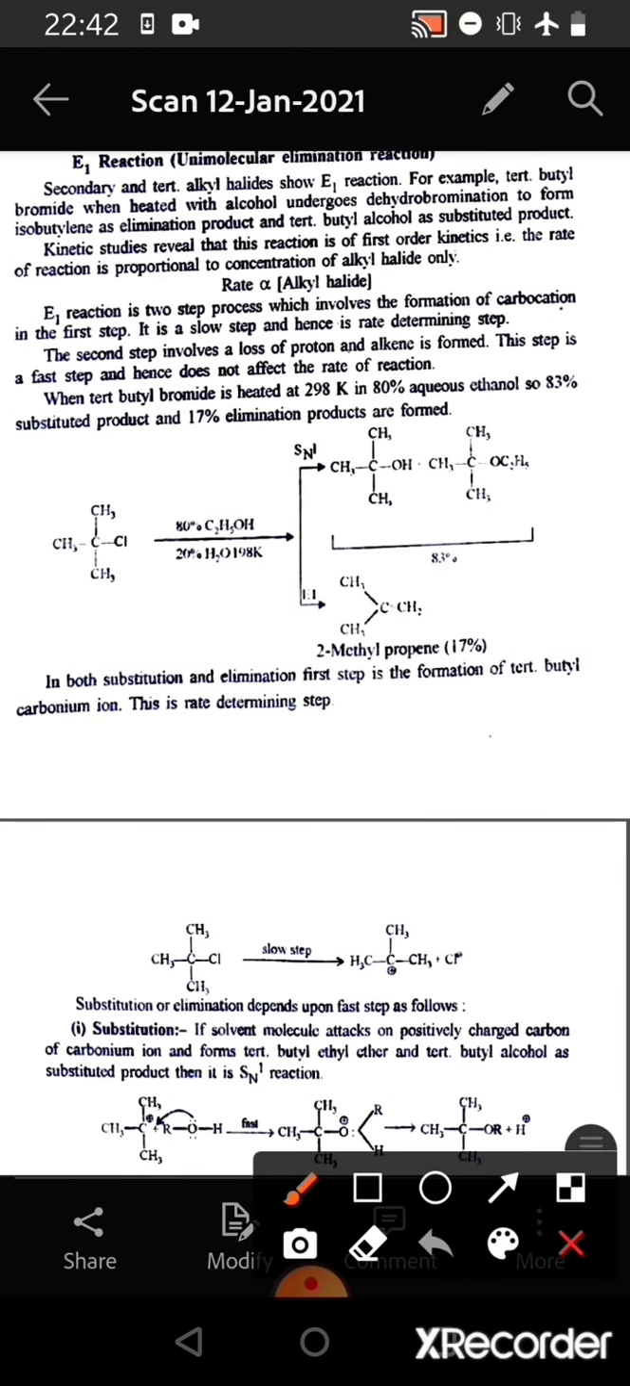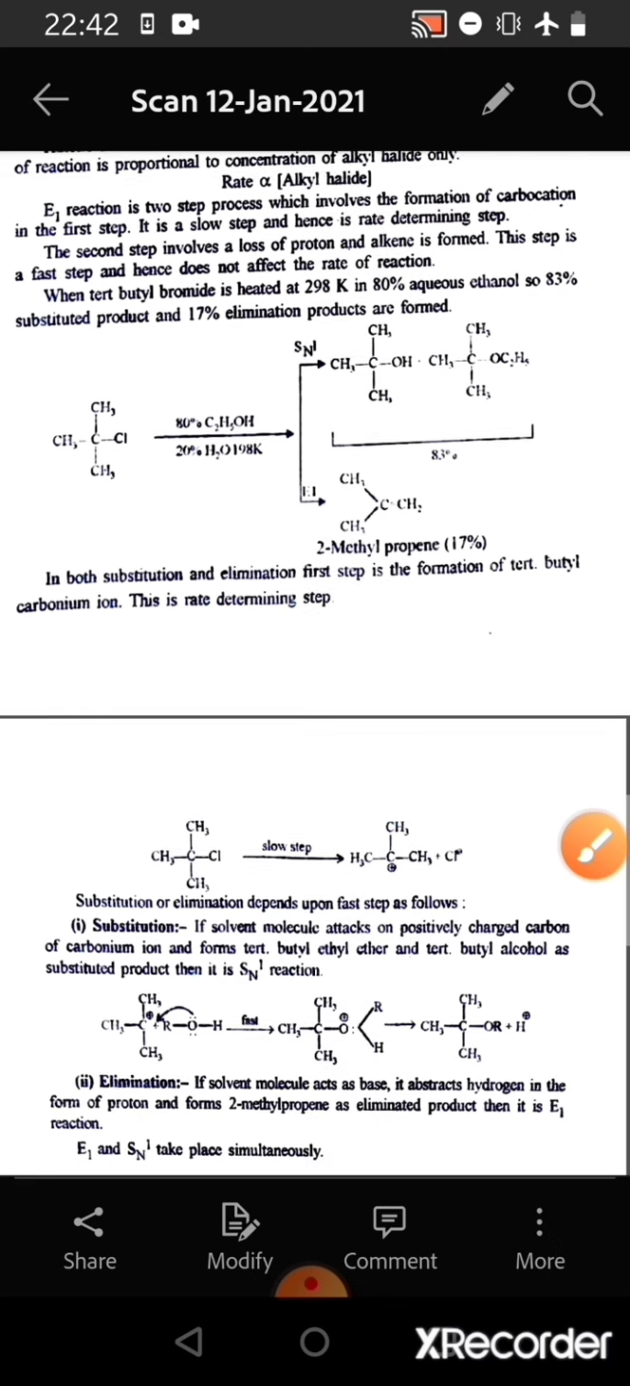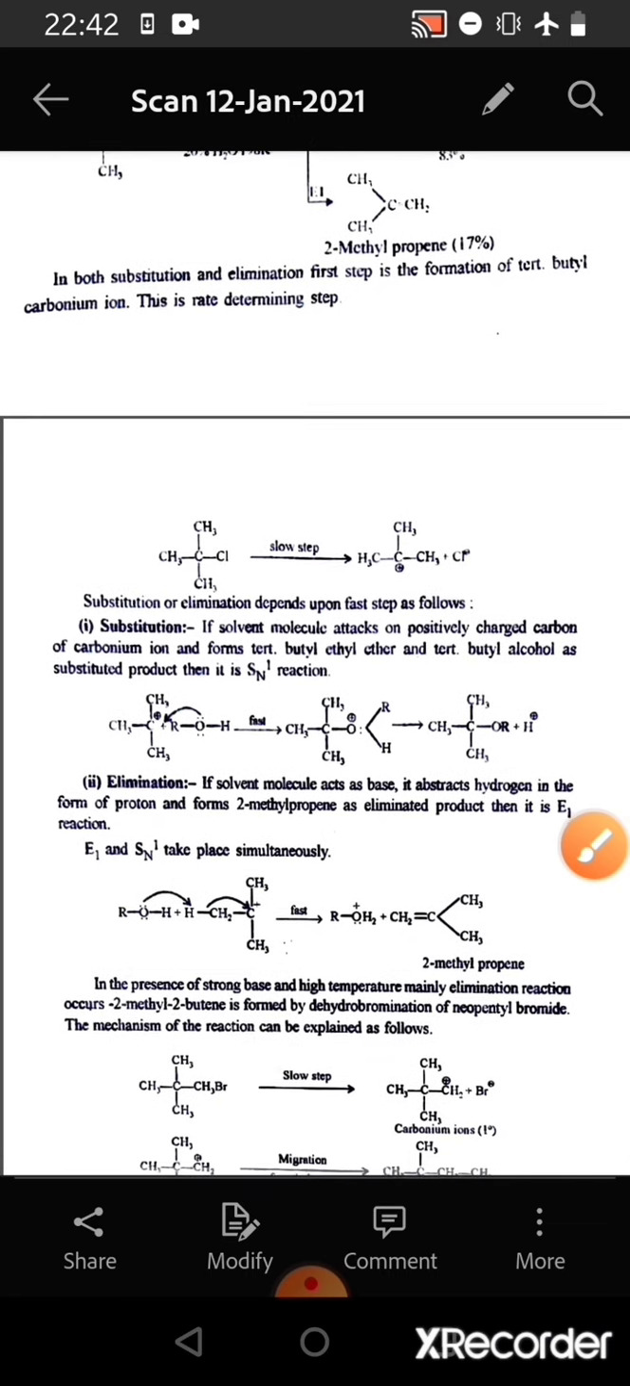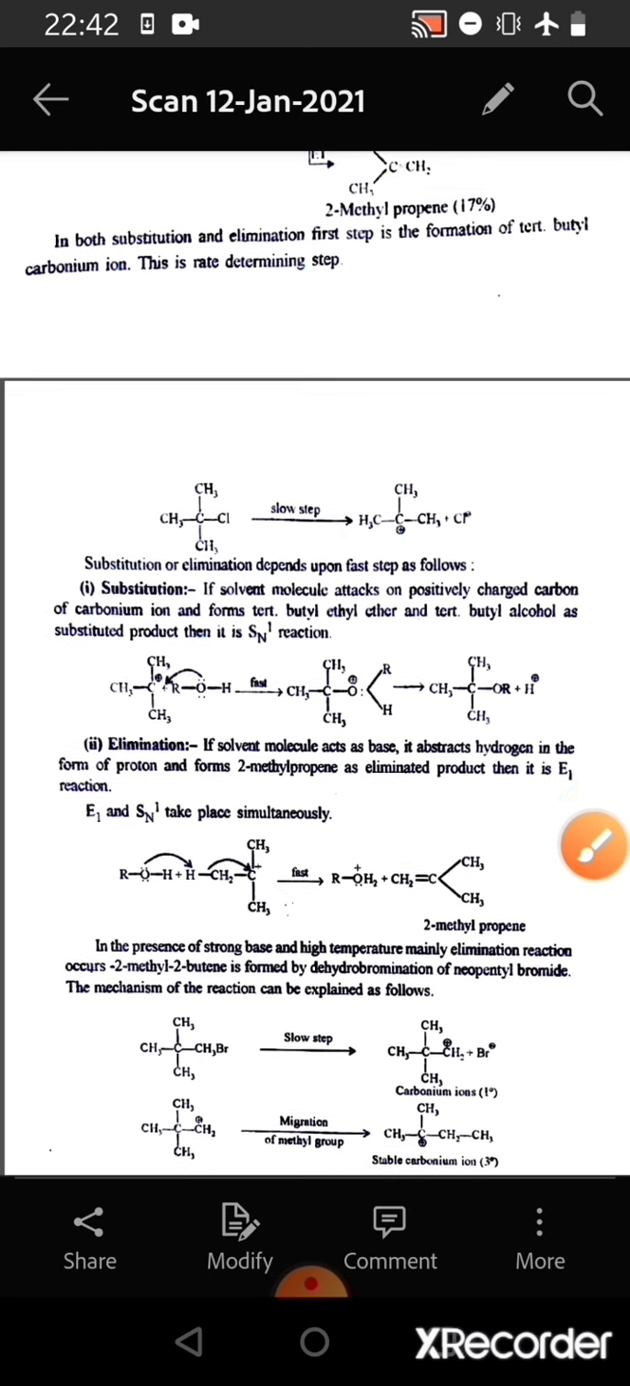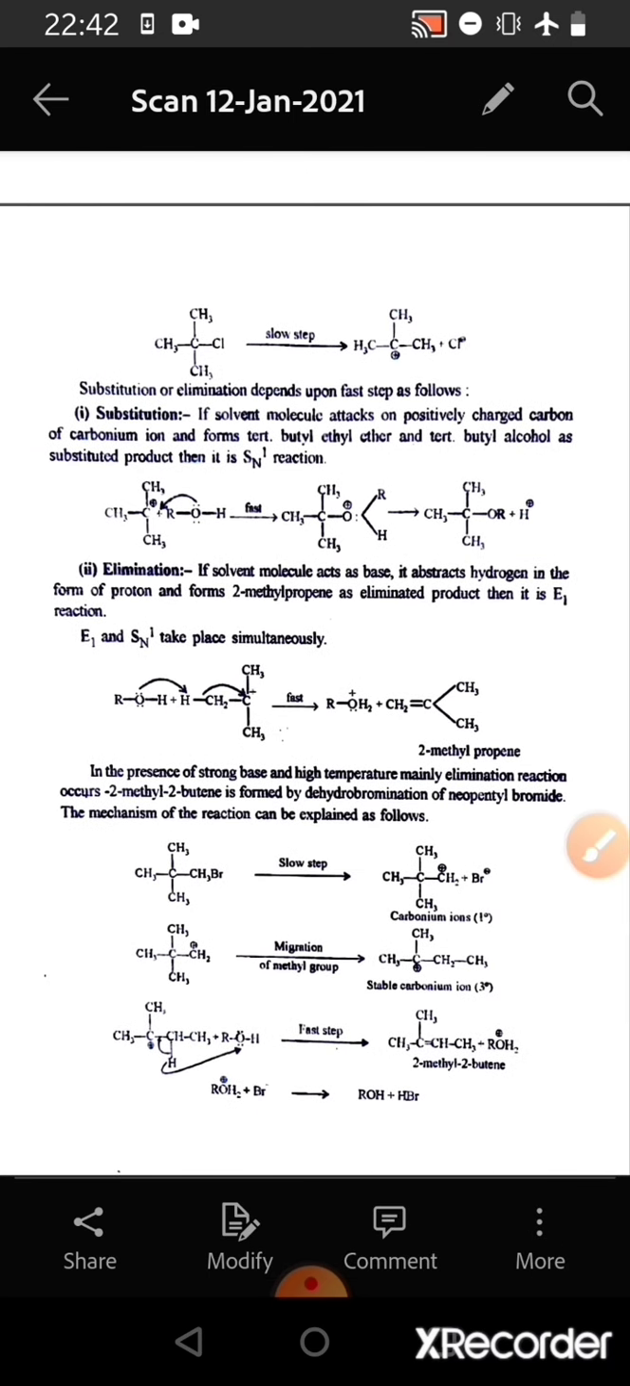When tertiary butyl chloride is heated at 298 Kelvin in 80% aqueous ethanol, 83% substitution product and 17% elimination product are formed. In both substitution and elimination, the first step is the formation of the tertiary butyl carbonium ion. This is the rate determining step. So here we see in this tertiary butyl chloride, the chlorine atom is eliminated as chloride ion and the tertiary butyl carbonium ion is formed. Now substitution or elimination depends upon the fast step that follows the slow step of the formation of the carbonium ion.